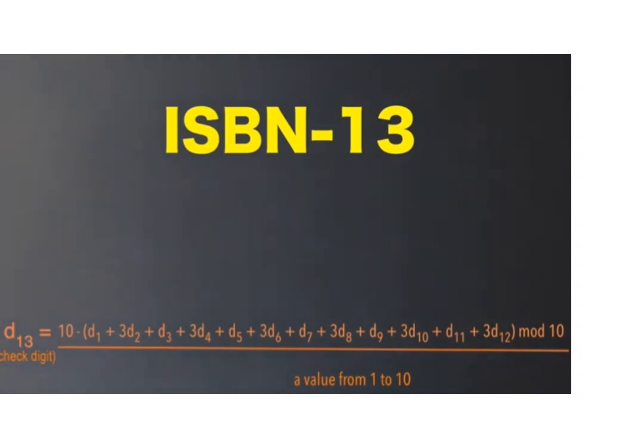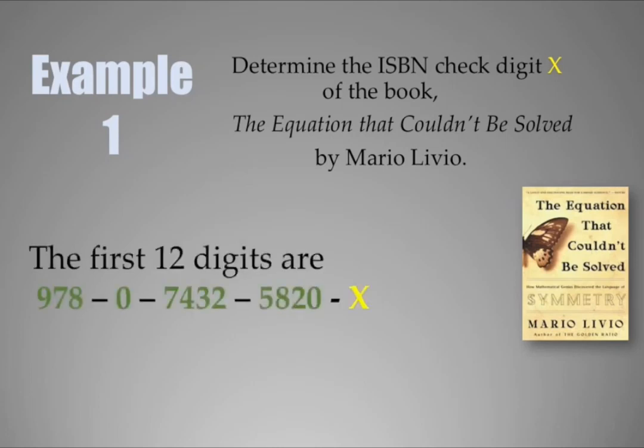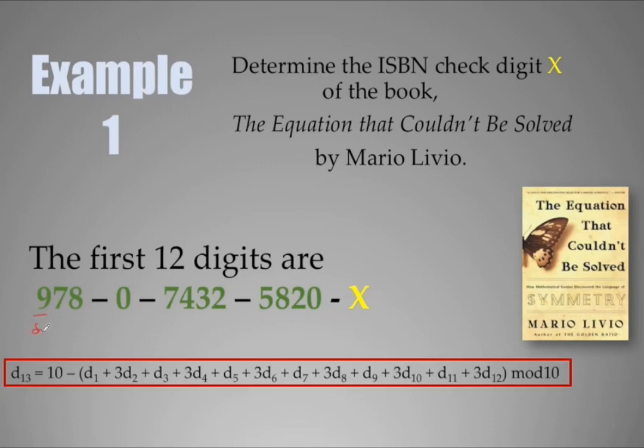as the check digit. For our first example, let's determine the ISBN check digit of the book The Equation That Couldn't Be Solved by Mario Livio. Its first 12 digits are 978-0-7432-5820. So 9 will be our D sub 1, 7 will be our D sub 2, up to 0, which is our D sub 12. All we have to do is to substitute those values to this quantity, where the 2nd, 4th, 6th, 8th, 10th, and 12th digits will be multiplied by 3.